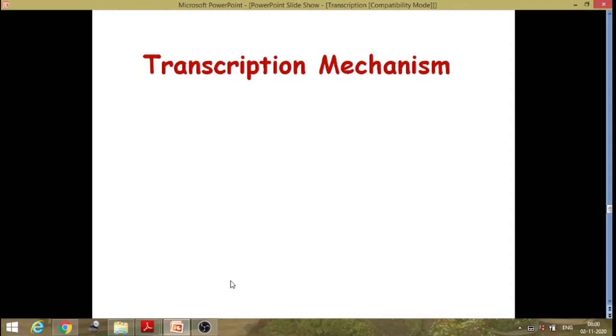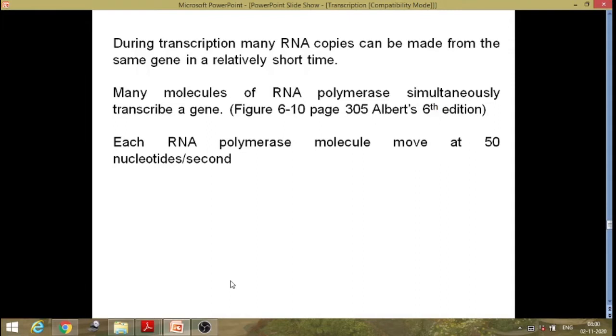Now this RNA polymerase is again used for another round of transcription process. So see, during transcription, many RNA copies can be made from a same gene in a relatively short time. So it is not the case that one gene would transcribe only one RNA molecule. Rather, one gene can form number of RNA copies, and that too in a relatively short time.